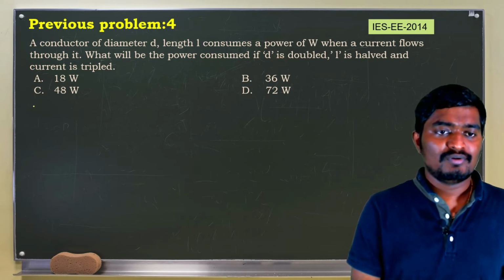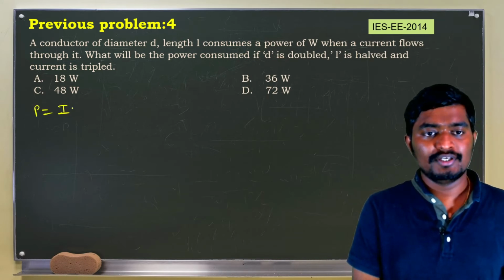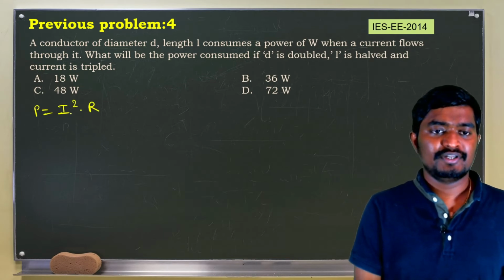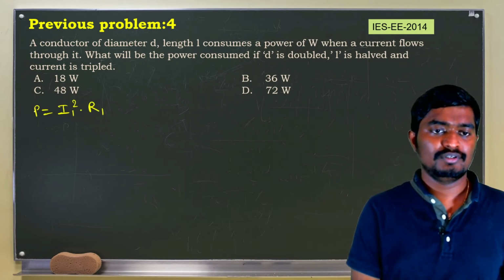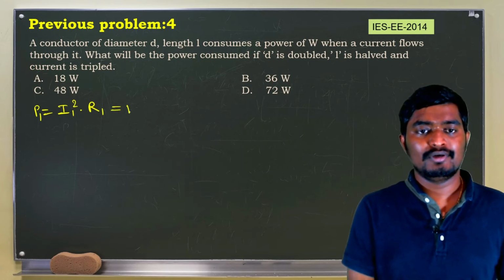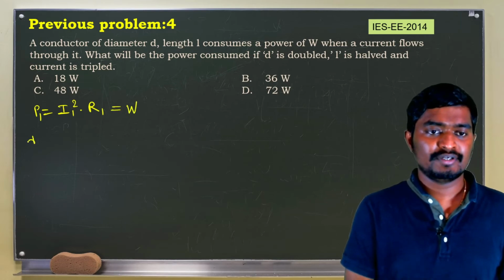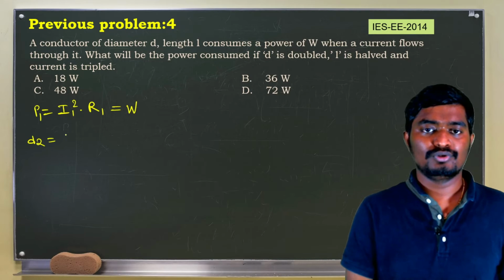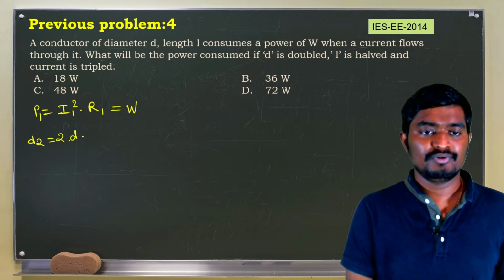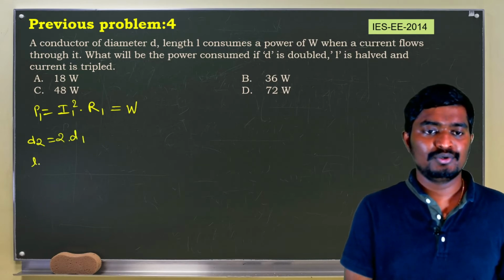We know the formula for power, P equal to I square into R. It can be written as I1 square into R1. This is power P1. It is W. In the given question, diameter D2 is doubled, which means D2 equal to 2 times D1, and length L2 is halved, L2 equal to L1 divided by 2.